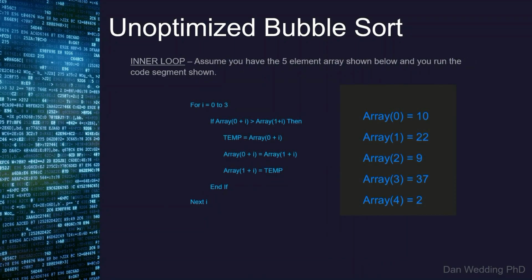Assume you have the 5-element array shown below and you run the code segment shown. When I equals 0, array 0 and array 1 are compared. The if is false. 10 is not larger than 22. So the values are not swapped. When I equals 1, array 1 and array 2 are compared. The if is true. 22 is larger than 9, so the values are swapped.